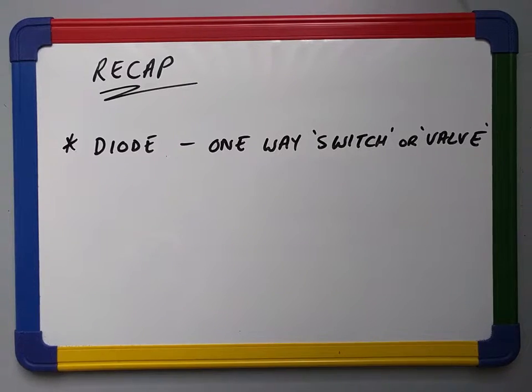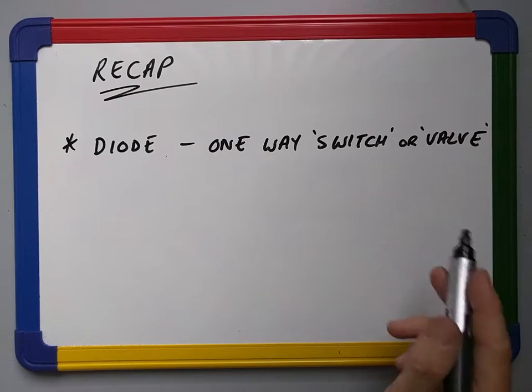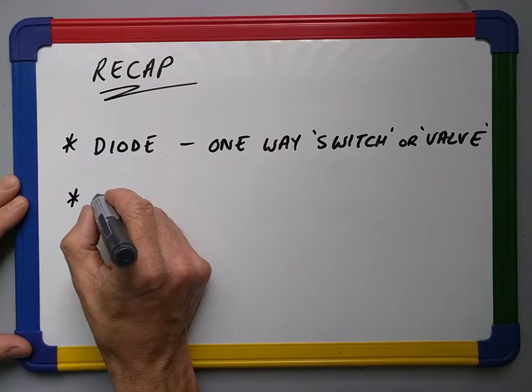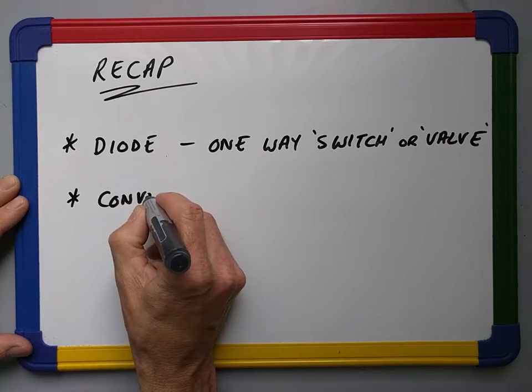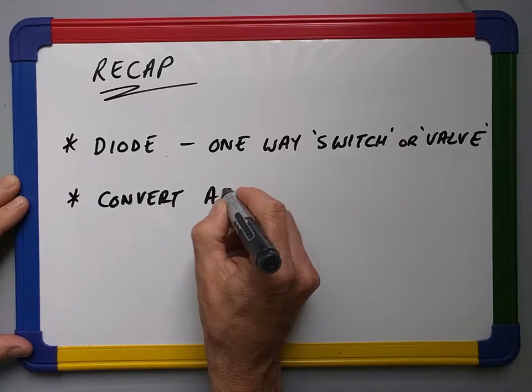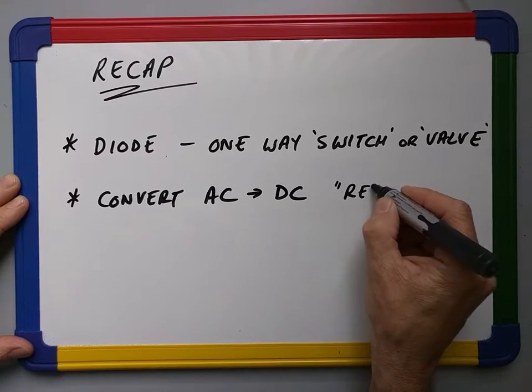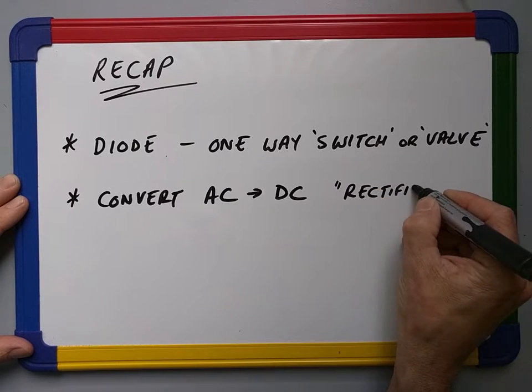So to recap, a diode is essentially just a one-way switch or a one-way valve. If you think of it in terms of a valve in a pipe, it only lets the water flow in one direction but not backwards. They're often used to convert AC to DC, and that's a process called rectification.